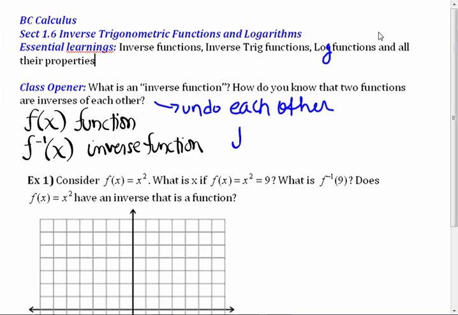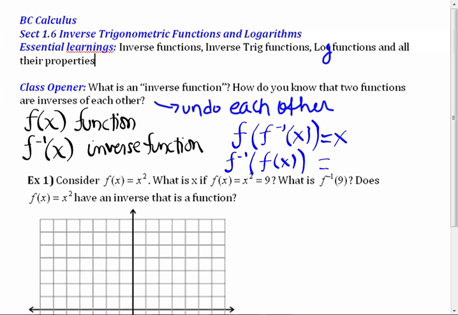Remember, you have to do f of, do you remember this? F inverse. Now, if these functions really undo each other, when you put x in, this will do something to it, and then f will undo that, and so what should you get back out? X. And you have to go both directions. You have to do f inverse of f of x. That's also going to be x. So you must check it both ways. Okay?